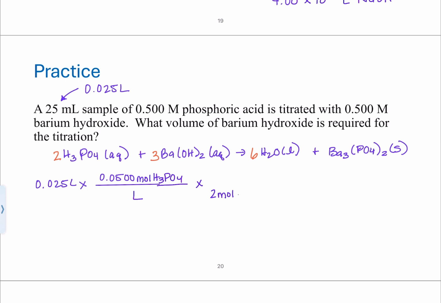So what we're left with as represented here is moles of phosphoric acid, but our goal is to get to volume of barium hydroxide. So now we need to convert this using our mole to mole ratio into moles of barium hydroxide. So we need our balanced equation. For every 2 moles of phosphoric acid that we have, 3 moles of barium hydroxide.